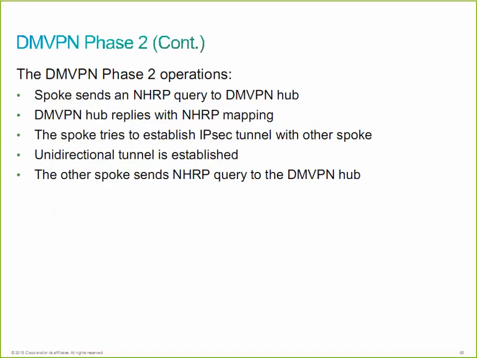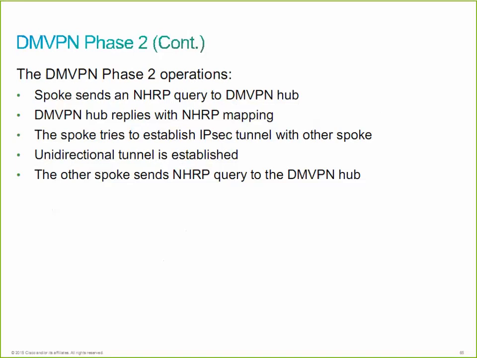All right? The problem that we have is that there is no tunnel established between those two routers because they're spoke routers. There's always a tunnel between the spoke and the hub. That always exists. But for the spoke-to-spoke communication, that tunnel needs to be created dynamically. Okay? So here's the process.